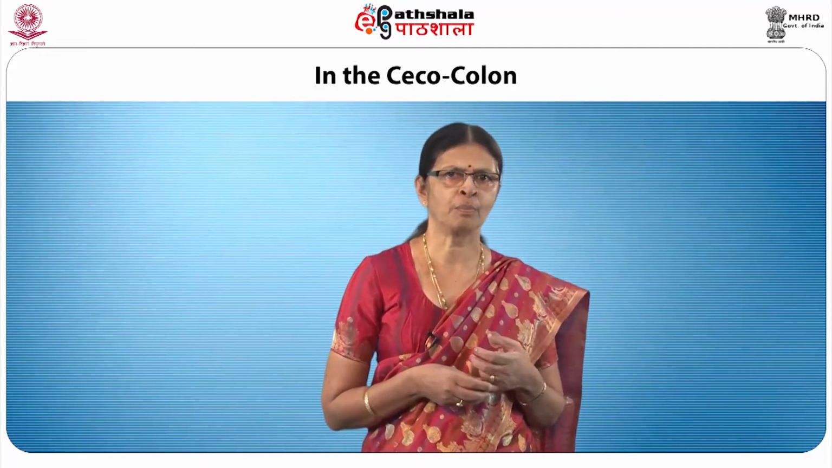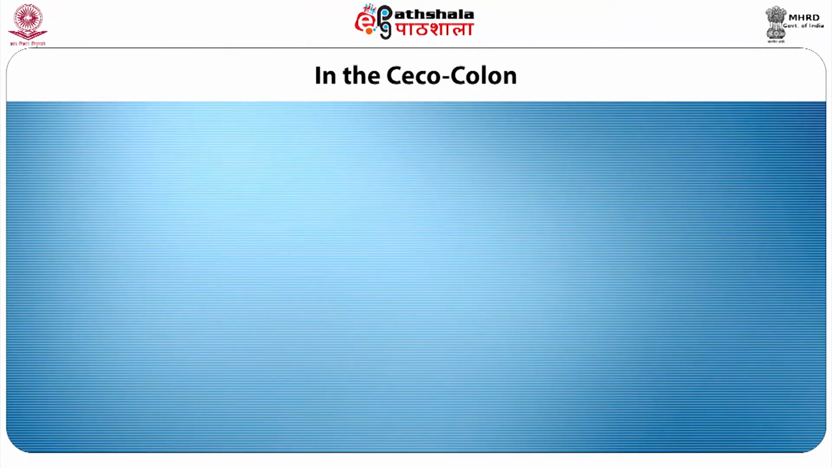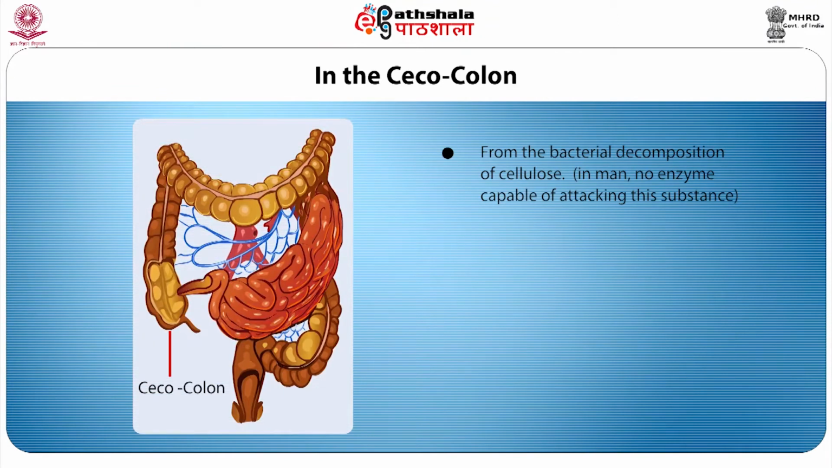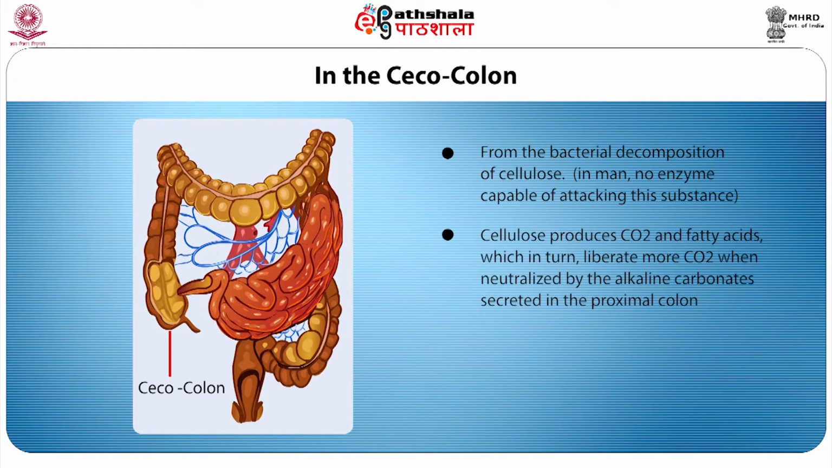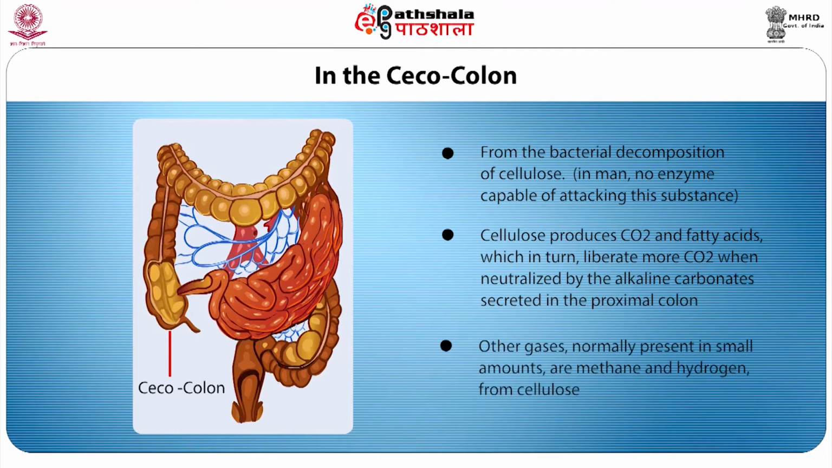The third source of gas production is in the cecocolon. Here gas is formed by the bacterial decomposition of cellulose. Cellulose produces carbon dioxide and fatty acids, which in turn liberate more carbon dioxide when neutralized by the alkaline carbonates secreted in the proximal colon. Other gases normally present in small amounts are methane and hydrogen from cellulose. Now you understand how gases are produced in upper and lower small intestine and cecocolon.